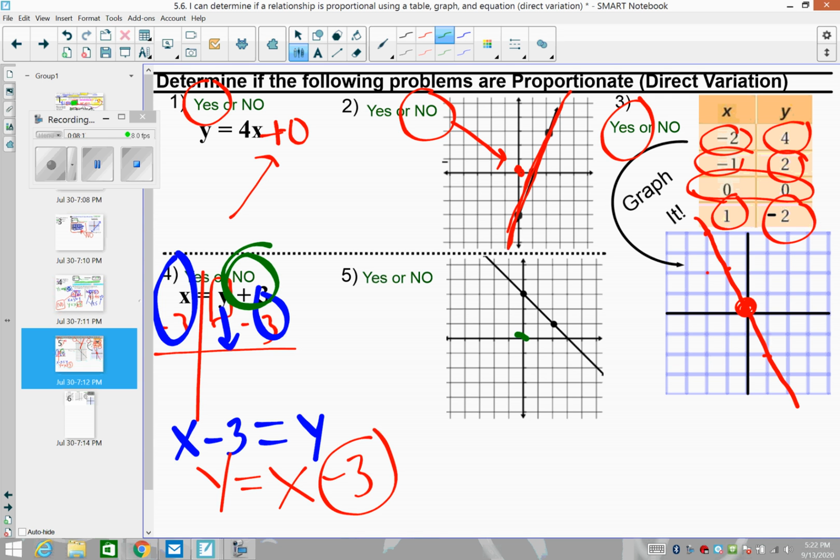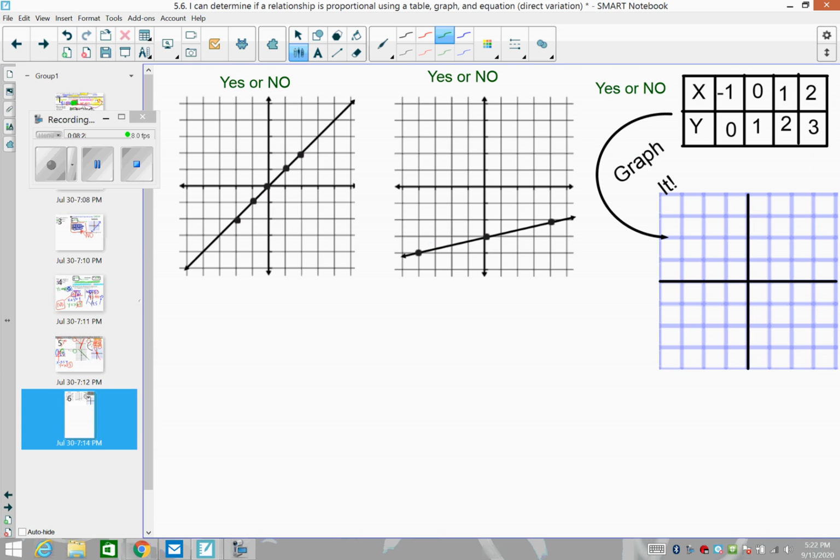And question 5, here's the origin. Does the line hit the origin? No, it does not. Not proportionate. All right, crew, we have this left, these 3 left, and we're out. Here we go. So first problem here. Why don't you pause the video and try these 3?